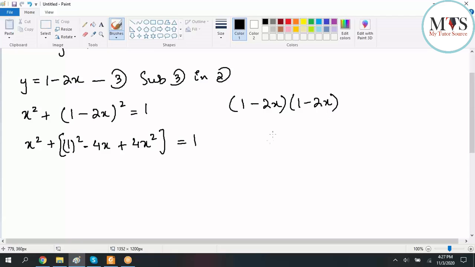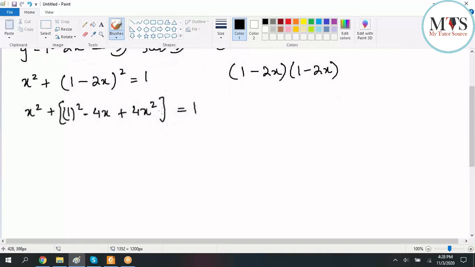If you're not familiar with this, you could use the formula a squared minus 2ab plus b squared. Have you used this before? No. Okay, then just do the bracket, multiply 1 minus 2x twice. That will be easier for you. Should I do it now or later? You can do it, but you get the method? Yeah. Okay. So we do x squared plus 1 minus 4x plus 4x squared equals 1.